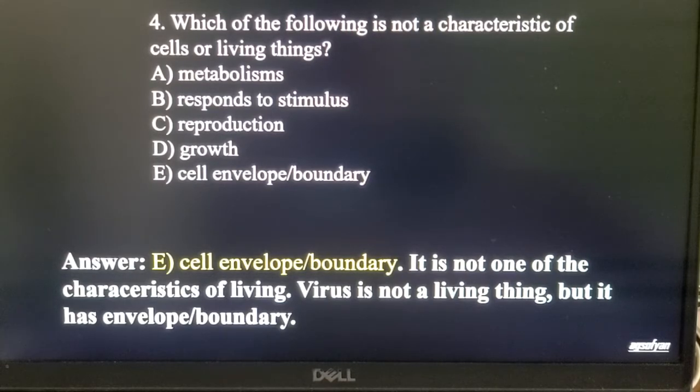Metabolism is characteristic of living. All living things perform metabolism, which is all chemical reaction inside the cell. All living things will respond to the stimulus. Some plant, for example, they respond to light. That's the reason why they going up because looking for the sunlight. All living things will reproduce. And all living things will be growing, become bigger. So again, the correct answer should be E, cell envelope and boundary. It is not characteristic of living.